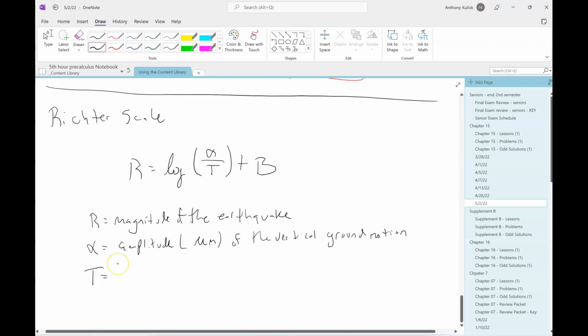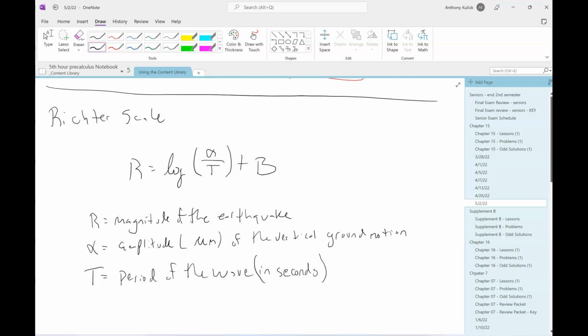T is the period of the associated wave in seconds. Again, when we talk about the period, we're talking about how long it takes for the Earth to go from its normal level up, down, and then back to its normal level again, when the Earth is bouncing up and down during an earthquake.